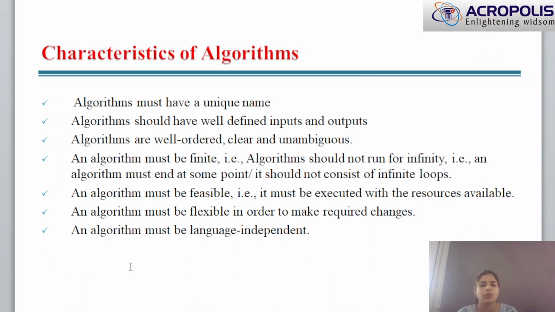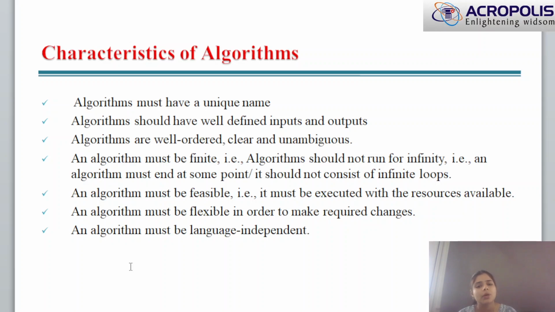Characteristics of an algorithm. An algorithm must have a unique name. An algorithm should have well-defined inputs and outputs. Algorithms are well ordered, clear and unambiguous. An algorithm must be finite. It should not run infinitely. An algorithm must end at some point. It should not consist of an infinite loop.